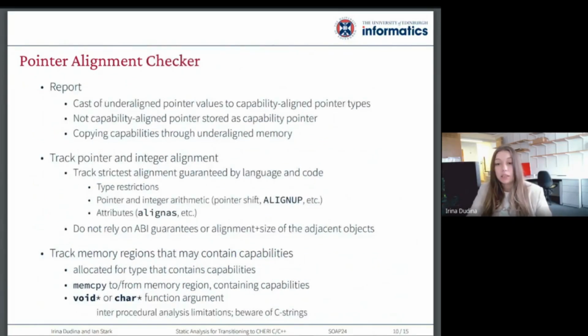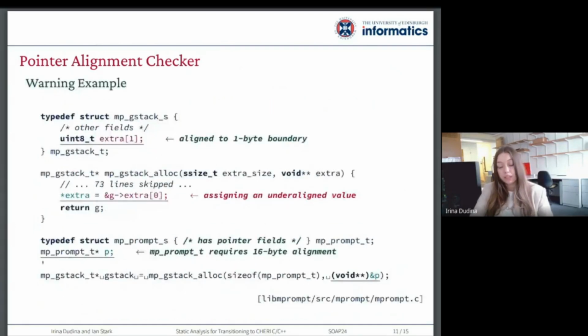In order to detect this, we created a symbolic execution checker that reports casting of underaligned pointer values to capability-aligned pointer types. Also, it reports storing improperly aligned pointers to capability pointers, and an attempt to copy a capability through underaligned memory. In order to report this, we track pointer and integer alignment, relying on type restrictions, pointer and integer arithmetic, and aligned attributes. And we also track memory regions that may contain capabilities.